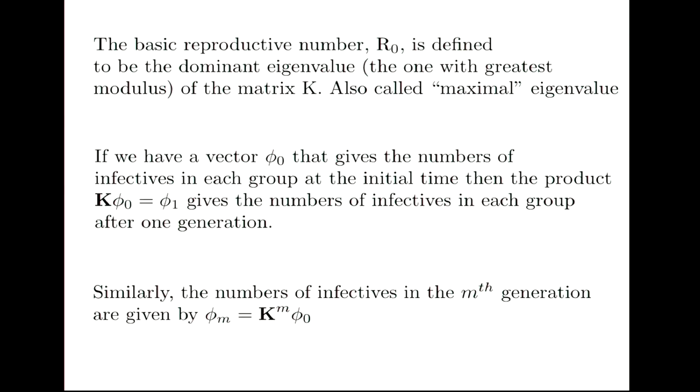So at any later point, I can ask how many infections are there in the population, and typically that will give you some vector phi m, which is K to the power m times phi naught. That is the mth generation starting from the beginning. Okay.